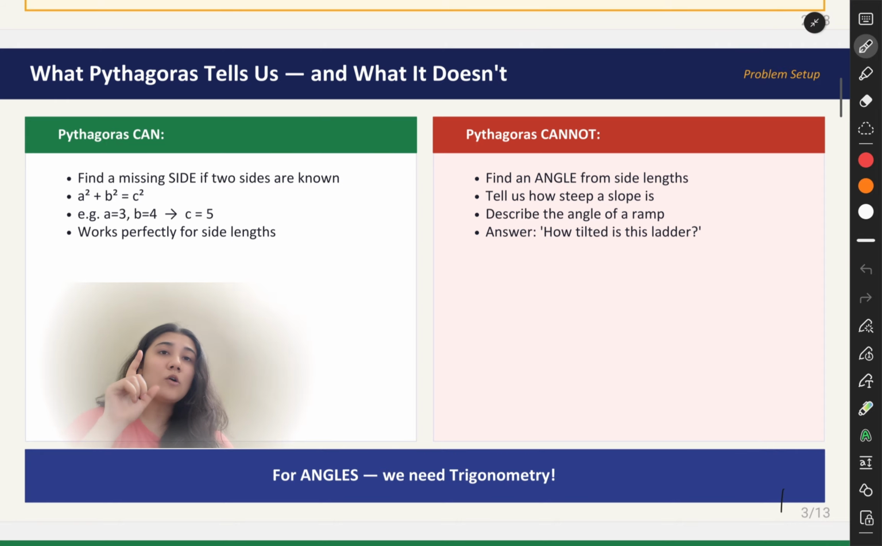It can't tell you how steep the slope is. At what angle is the ramp safe? How far away is that building if I know its height and the angle from where I am standing? These questions cannot be answered by Pythagoras. These are angle problems. And for angle problems, we need a completely new language that is known as trigonometry. And it is not scary. It's actually just a smarter way of looking at triangles you already know. So let's begin.